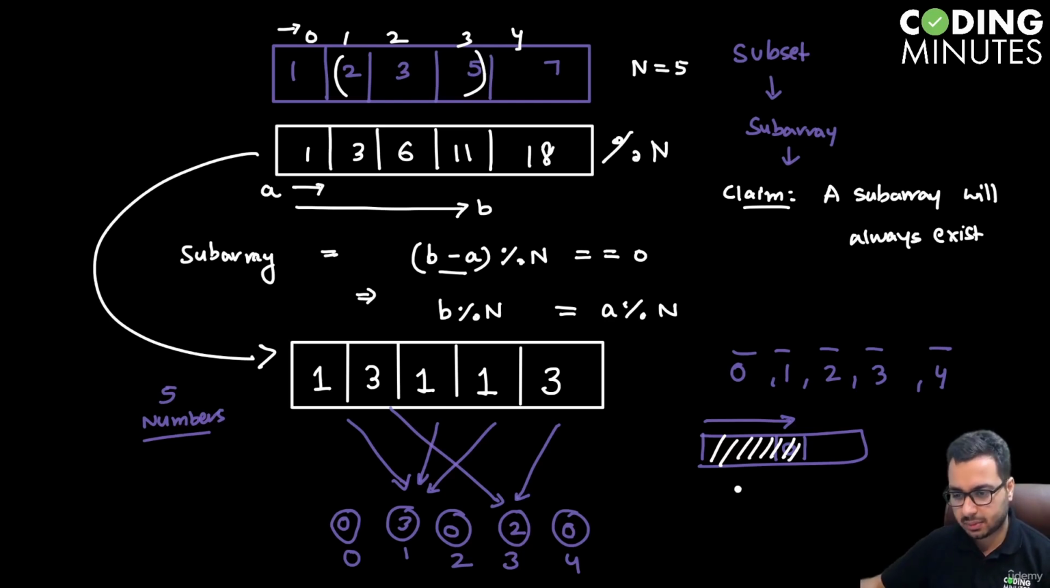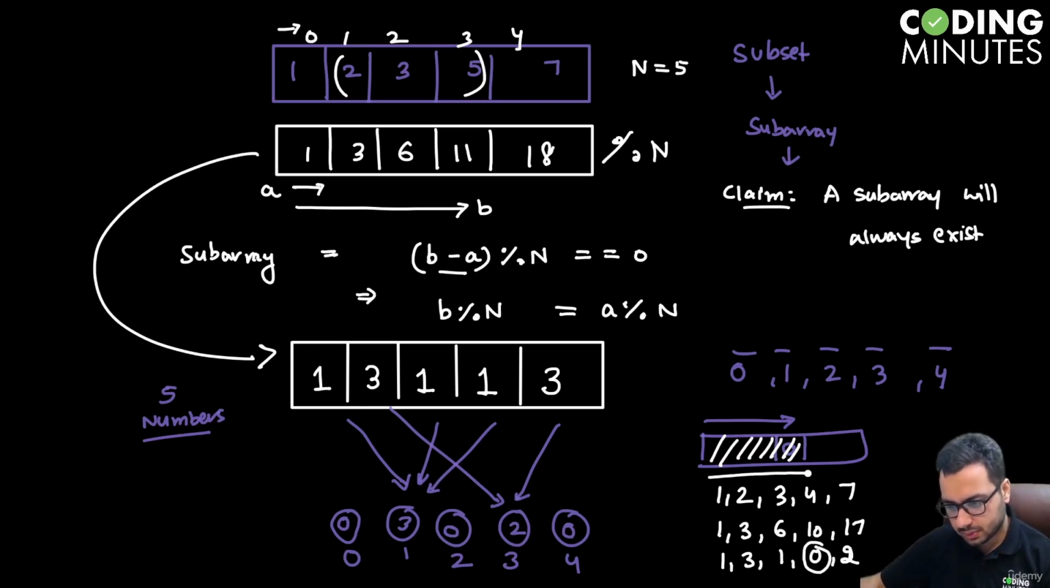Okay, let's take the example of this array, 1, 2, 3, 4 and 7. Then you have got the sums 1, 3, 6, 10 and 17. Then if you do mod with n, you would get 1, 3, 1, 0, and again this is nothing but 2. So if this sum is 0, that means the sum till this particular point is a subarray whose sum is divisible by n. So if you get a number 0, then it means you are already done.